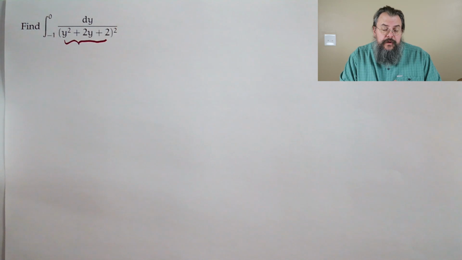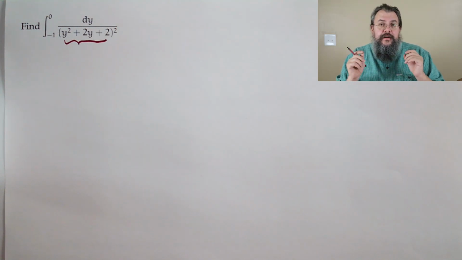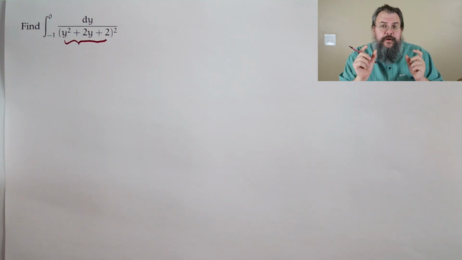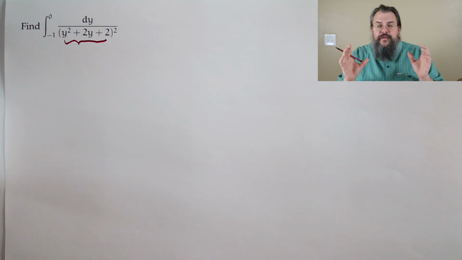Now, if we are going to think trig sub, what we need to have is something that can change into something squared plus a number squared, or something squared minus a number squared. But the key is we need to have squares. y squared plus 2y plus 2 is not a square.